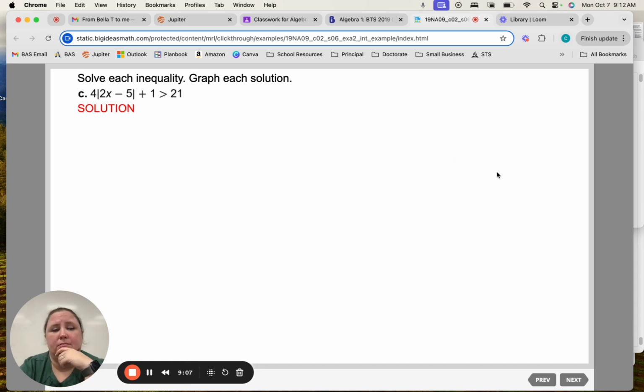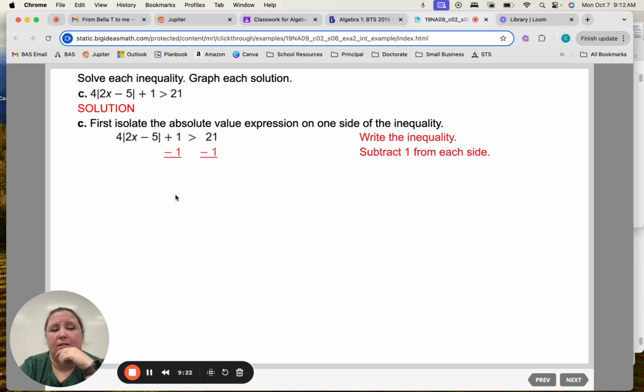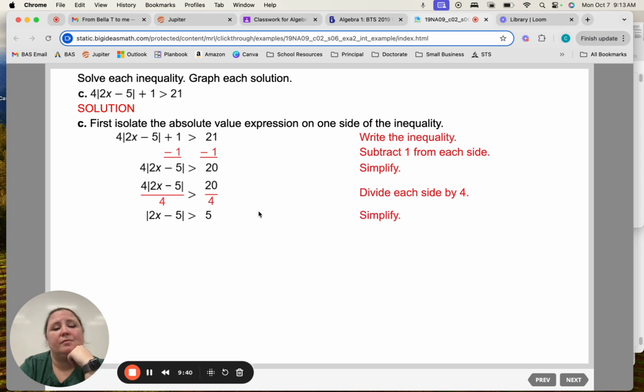Okay, let's do the third one. So right now you see that we have all kinds of stuff on the left-hand side that we need to rearrange so we isolate the absolute value expression. So what's the first thing we're going to do? Subtract 1. We're going to move the 1 by subtraction. Very good. So minus 1. 21 minus 1 is 20. Okay, now what's the second thing we need to move? Divide by 4. Yes, we need to move the 4 on the outside, so we're dividing both sides by 4. That just cancels on the left side, which leaves 2x minus 5. What's 20 divided by 4? 5. Very good.